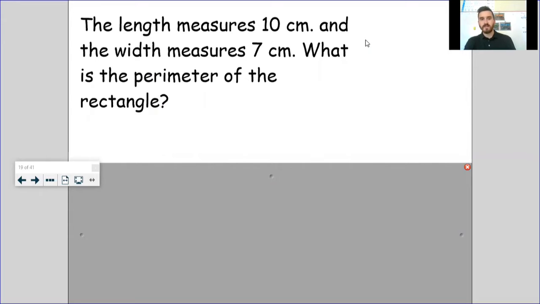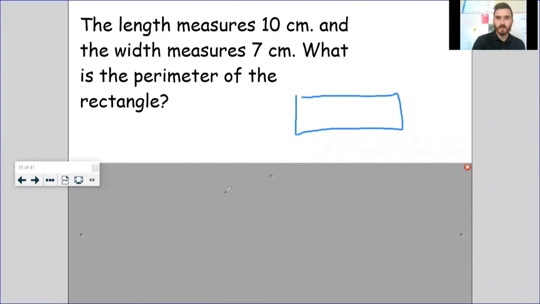So this question says, the length measures 10 centimeters and the width measures 7 centimeters. What is the perimeter of the rectangle? First thing you should do on any word problem with area and perimeter, if it doesn't give you a picture, draw it. Now, it tells you it's a rectangle. Draw your rectangle. It tells me it's 10 centimeters long. Boom. 7 centimeters wide. Boom.